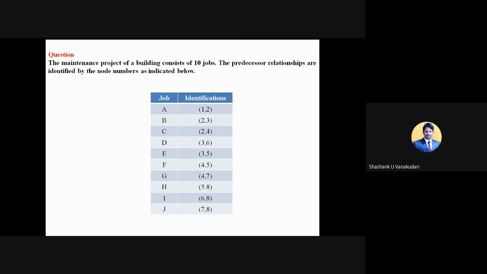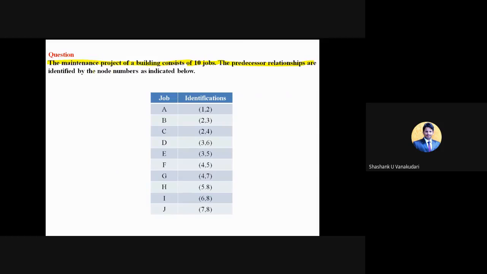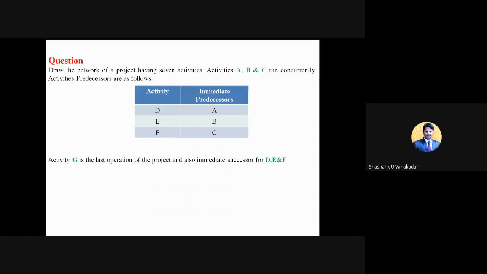The maintenance project of a particular building consists of 10 jobs. So 10 jobs are nothing but activities. Here they have given the predecessor relationships, which are identified by the node numbers. Whatever the relationships are from one activity to the other activity. In the previous part, they had given a predecessor relationship, right?